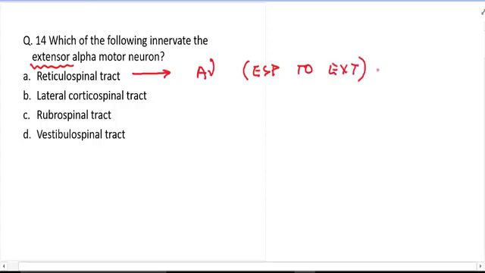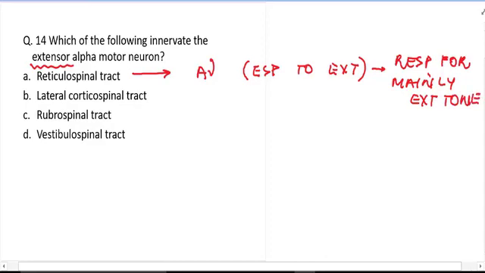This is responsible for mainly the extensor tone. That is your reticulospinal tract. There are two types of reticulospinal tract, pontine or an excitatory tract, and the medullary or the inhibitory tract. Pontine tract increases muscle tone, especially the extensor tone, and the medullary tract will inhibit the extensor tone.